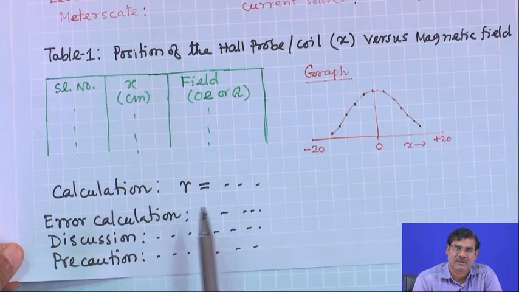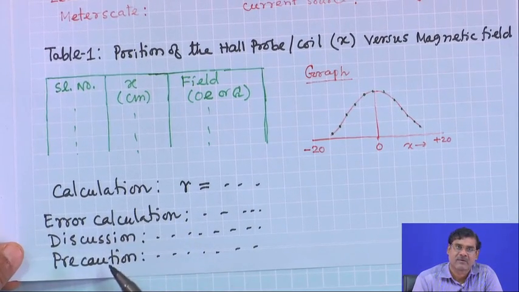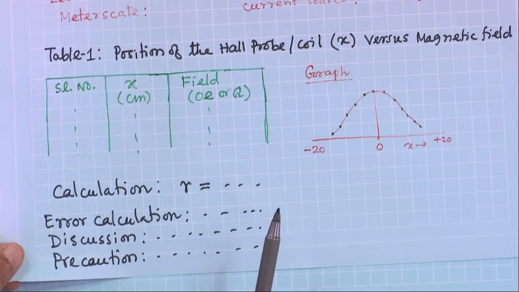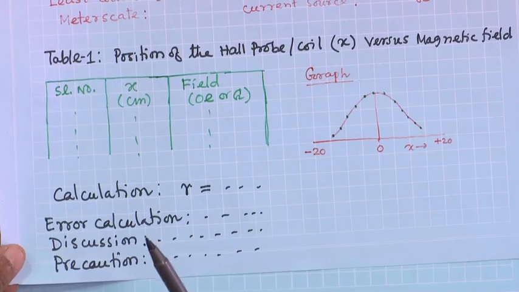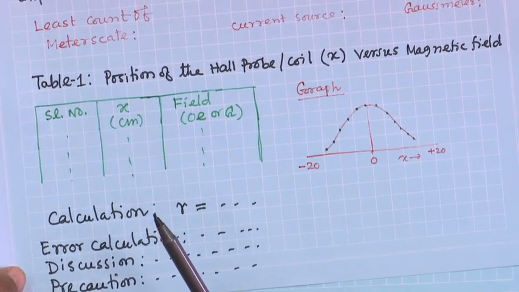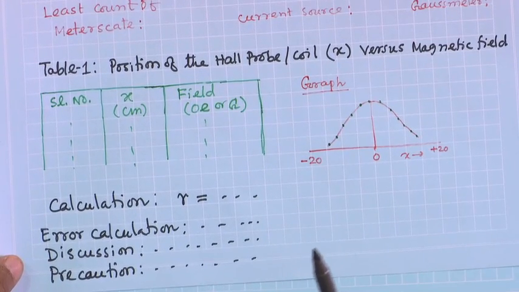So, error calculation you have to perform, then you have to discuss the experiment and the precautions that you have to note down. In the next class we will demonstrate this experiment in our laboratory. Apart from that, we will demonstrate two other experiments.